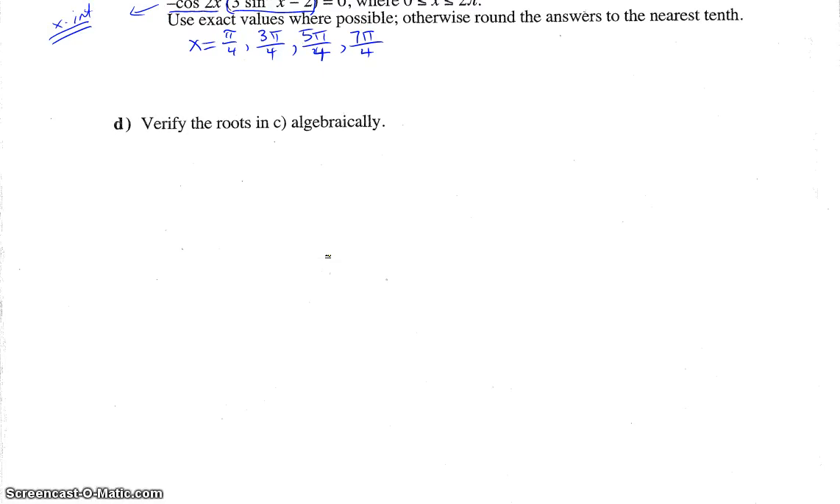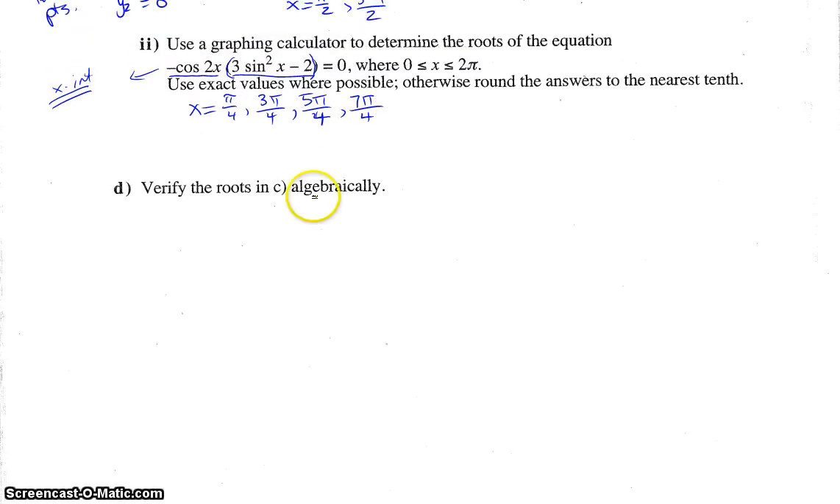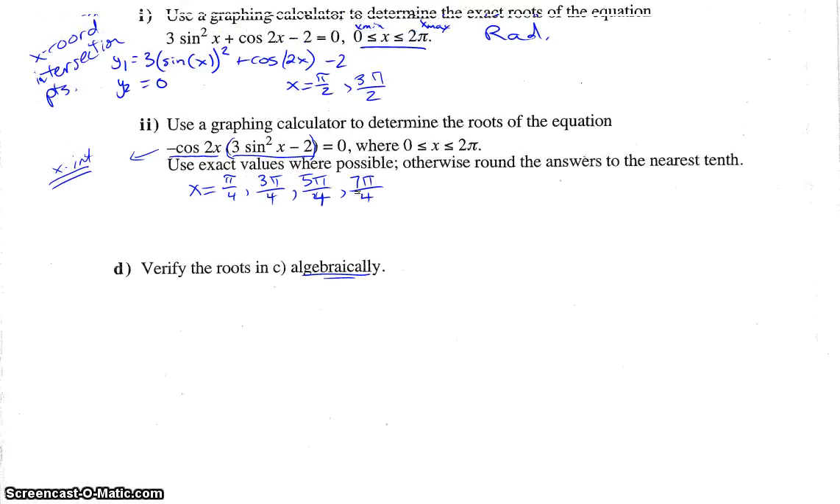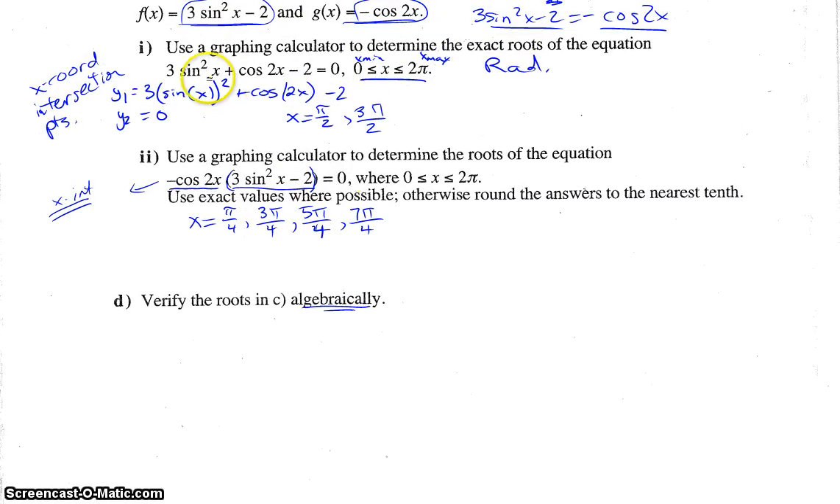Okay, this is where it gets a little more interesting. They want us to find the roots in C algebraically. Okay, now C had two parts to it. We had this equation, 3 sine squared plus cos 2x minus 2 equals 0. Okay, so we're going to do that here. This is your I part. 3 sine squared x plus cos 2x minus 2 equals 0 for the domain of 0 to 2 pi.